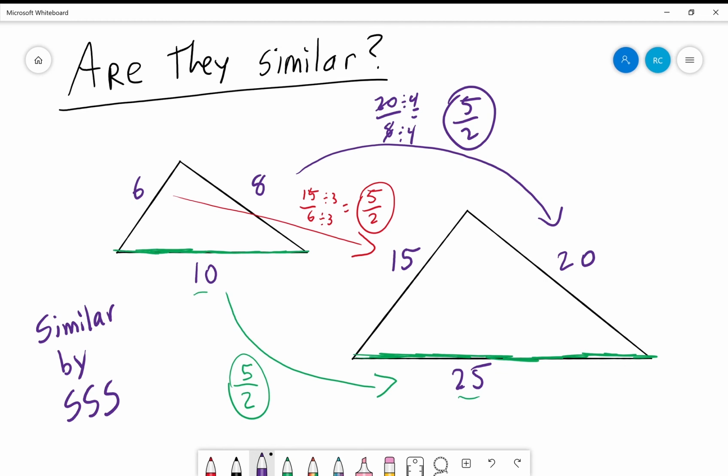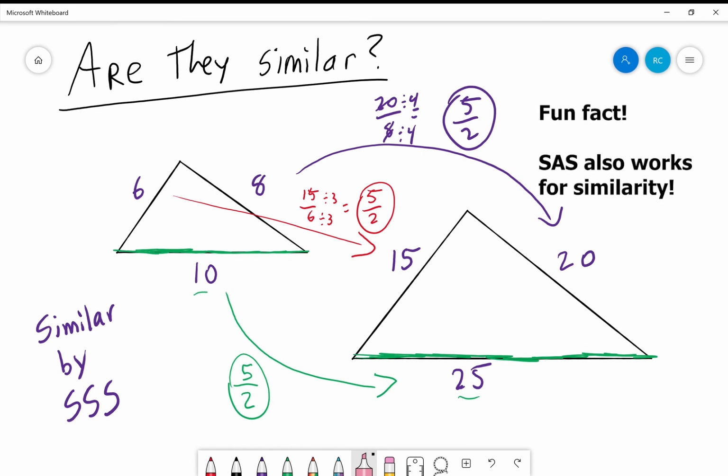Now wait a second. Didn't we use side, side, side for congruence? And the answer is yes. Yes, we did. And in fact, this is the same side, side, side theorem. It's just that when we had congruence, this number here, this multiplier, for the two triangles to be congruent, that multiplier has to equal 1, so that everything is the same shape and the same size. So yes, this is the same side, side, side that we used to find congruent triangles.